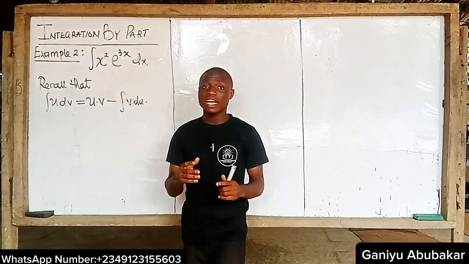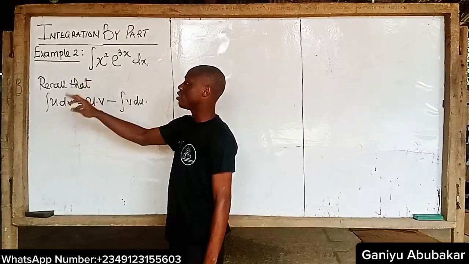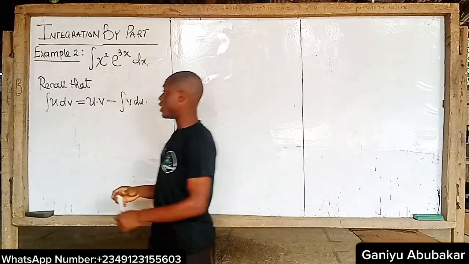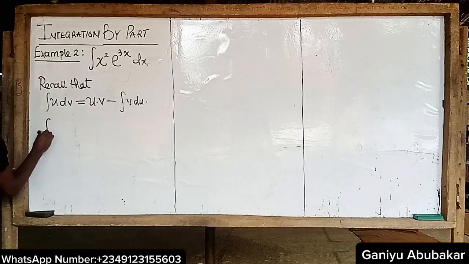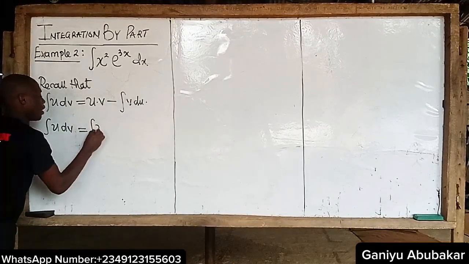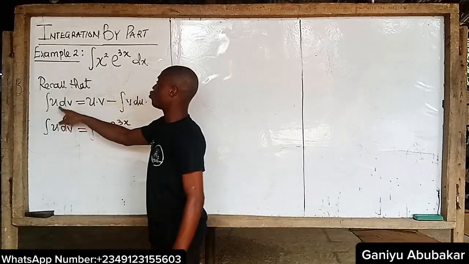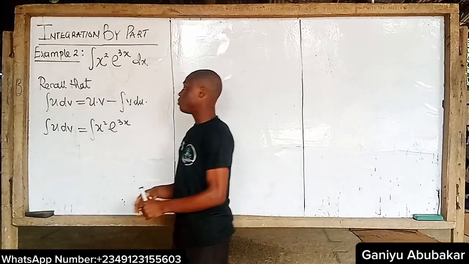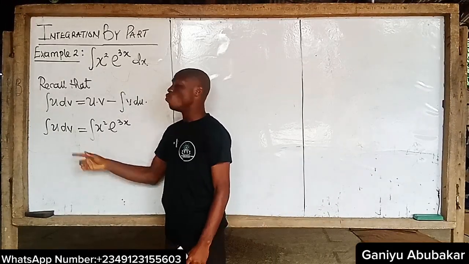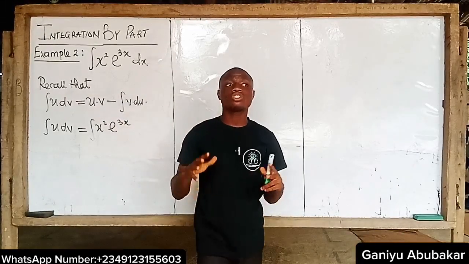We said our very first task is to compare this formula here with the given question. So I will compare this one with the given expression. What do I get? I'll have that the integral of u dv is equal to the integral of x squared exponential 3x. So I'll pick out these two variables here, as you can see. It means that u will represent x squared, and dv will represent exponential 3x.